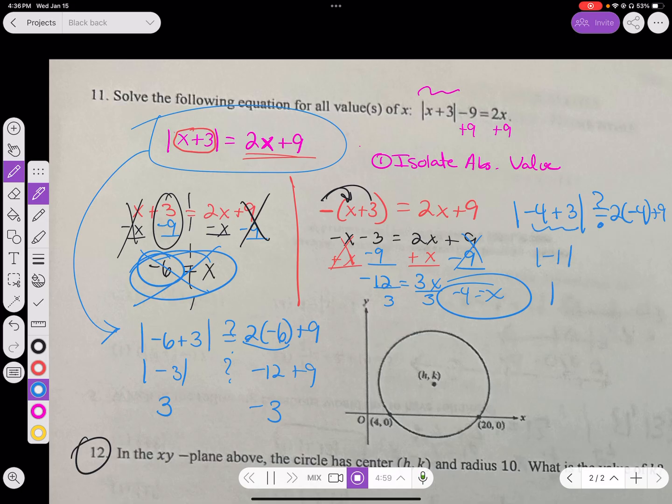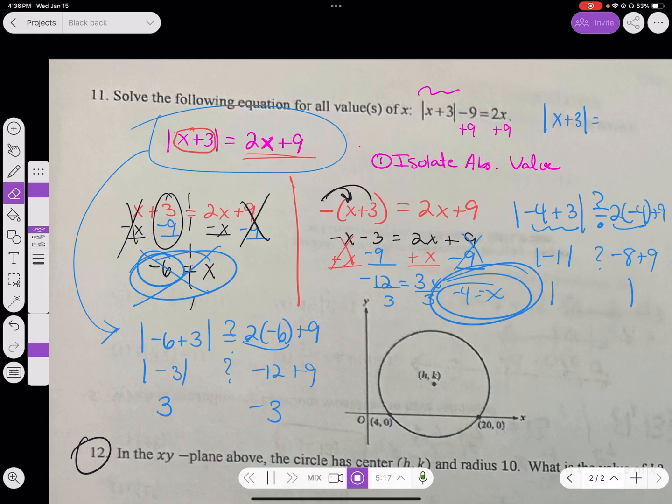And the absolute value is 1. Does that equal 2 times -4 is -8 plus 9 is 1? Yes. So there's your one solution. Now, real quick, if they give you a calculator for this thing, here's how I would solve it.